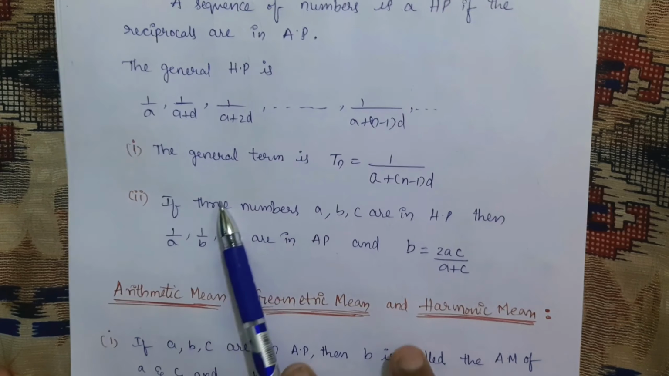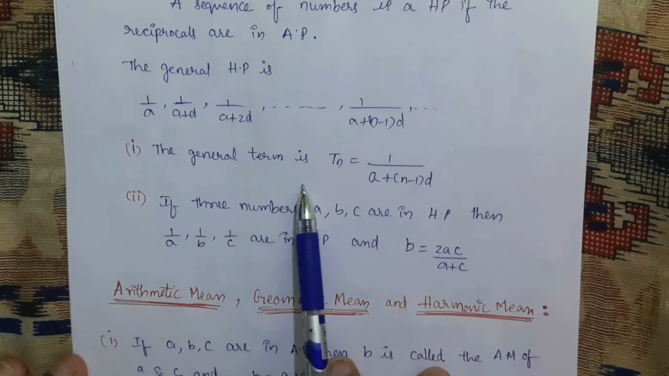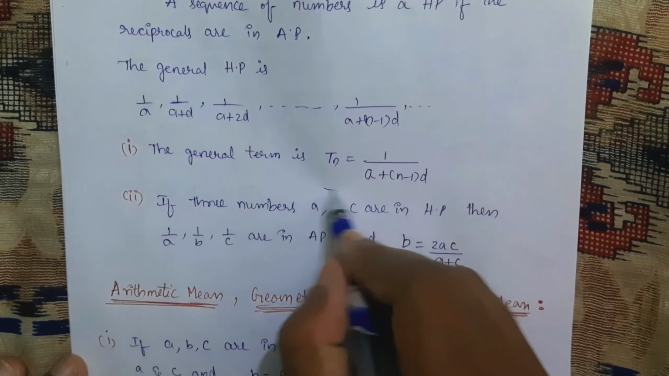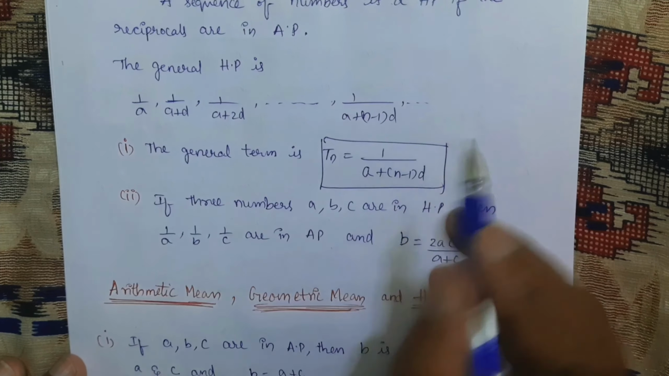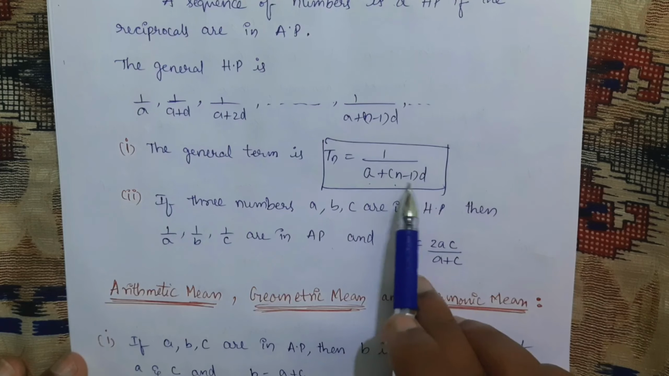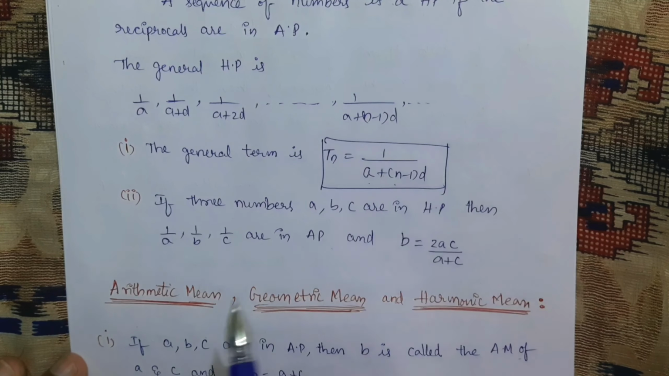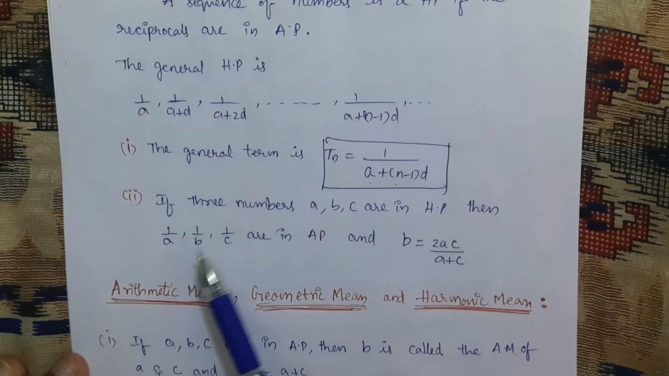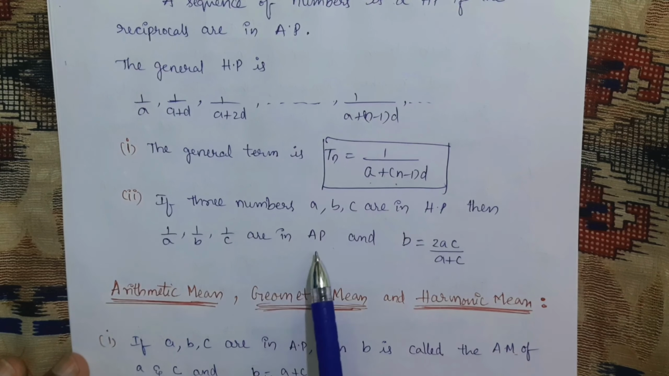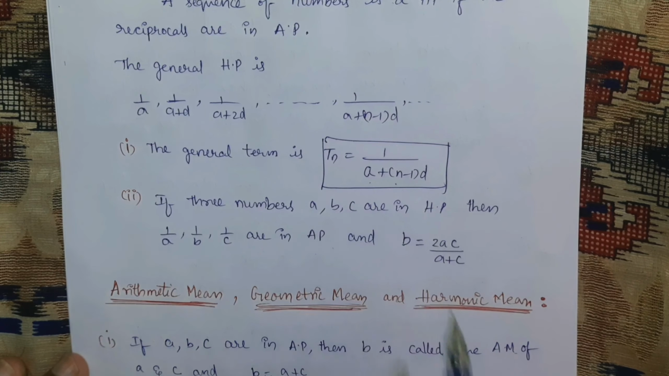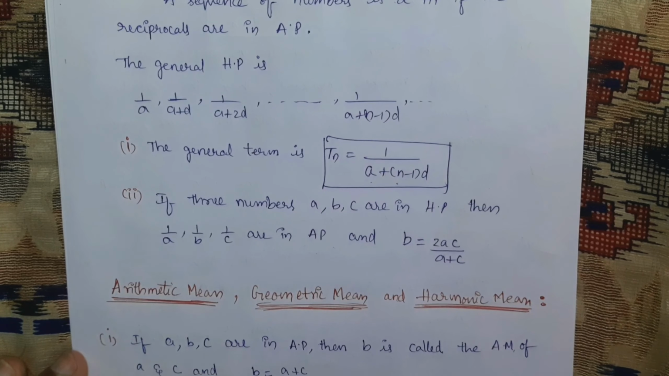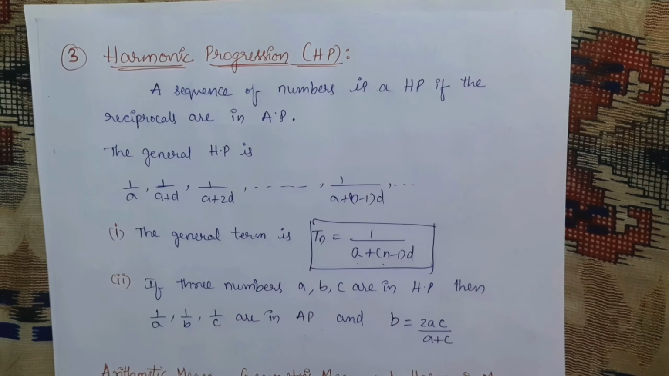Next, the general term of this harmonic progression is Tn equal to 1 by (a plus (n minus 1) into d), just as Tn in AP is a plus (n minus 1) into d, similarly for the reciprocal. Here, if three numbers a, b, c are in HP, then 1 by a, 1 by b, 1 by c are in AP, and b is equal to 2ac by a plus c. This is regarding harmonic progression.